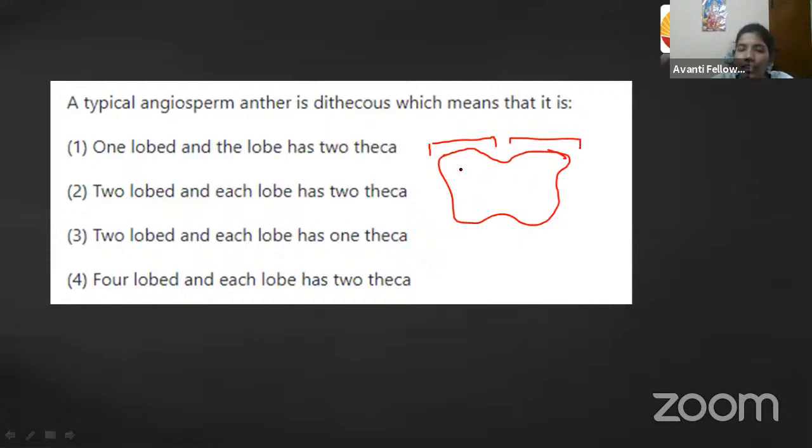And each lobe contains how many theca? Yes, two. This is one, this is two in one lobe, and this is one, and this is the second one in the other. So finally, a typical angiospermic anther is going to have two lobes, four theca, which means two theca in each lobe. So if there are two lobes, you cannot choose option A or option D at all, because there are only two lobes and each lobe has two theca. That's why you can't choose option C. Option B is correct.